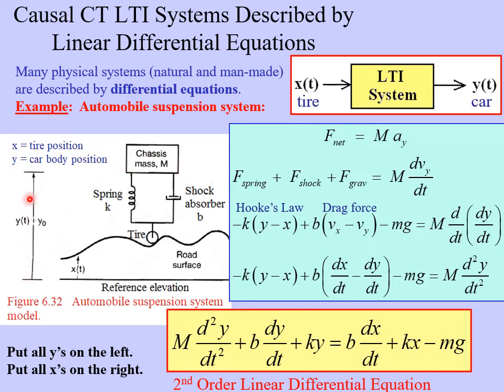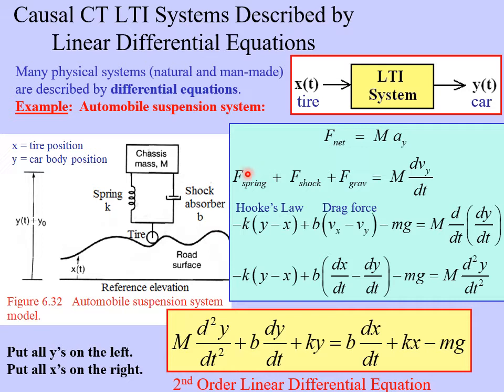So the output of the car is y. That's the height of where the car is. Where the tire is, x. So that's why we now have an input and an output. But again, the math to figure out the differential equation, it's somewhat similar to the last problem. We're going to use Newton's second law, net force equals ma. And this time we've got three forces acting on the car.